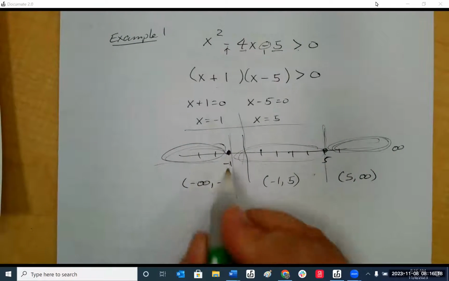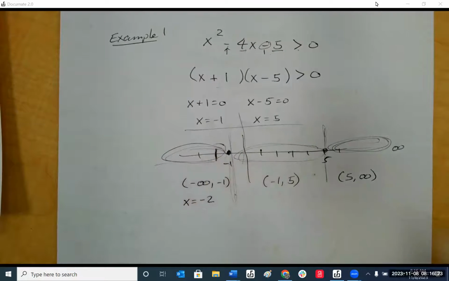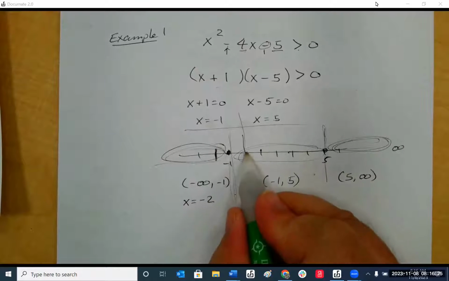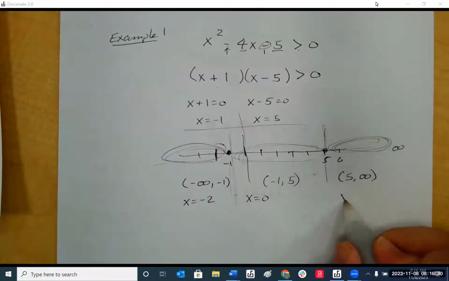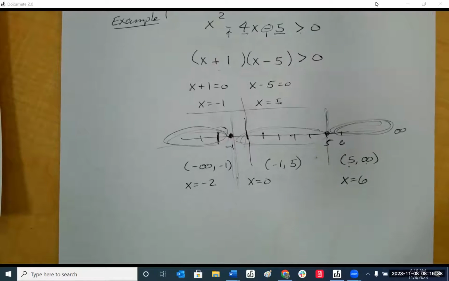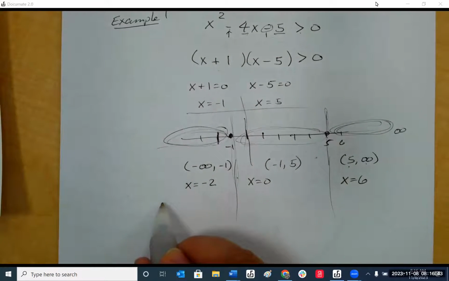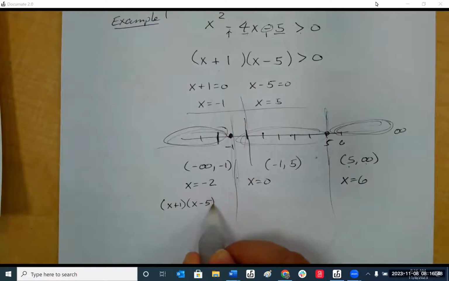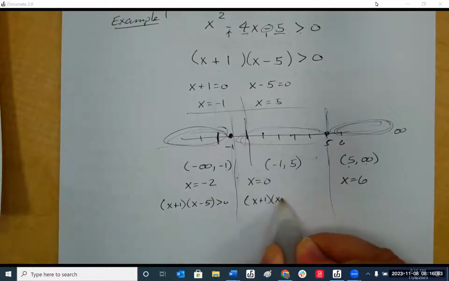So I'll use a point in here. Let's use x equals negative 2. If we can use 0, always use 0. So we use 0 here. And this one we'll use 6, because it can't be the end point. It has to be something inside that interval. Plug those x values inside your equation.